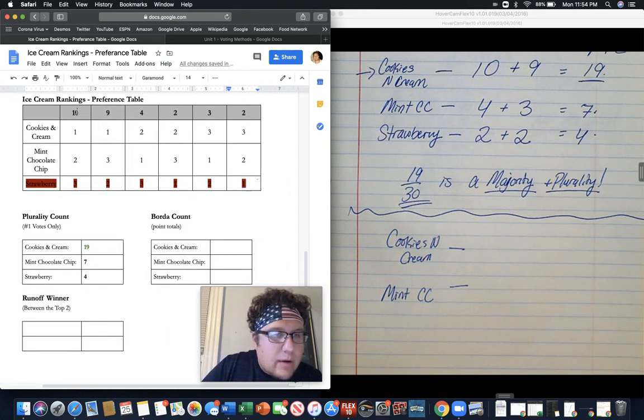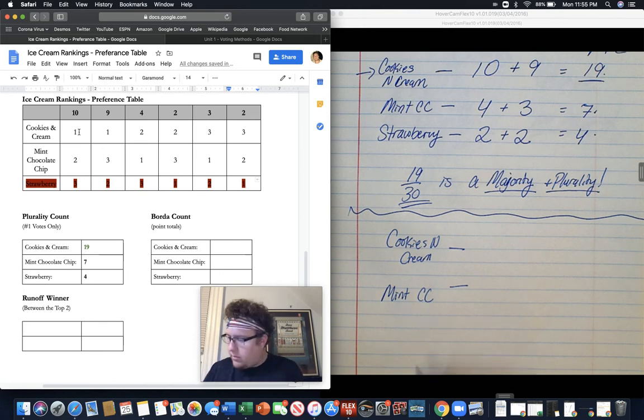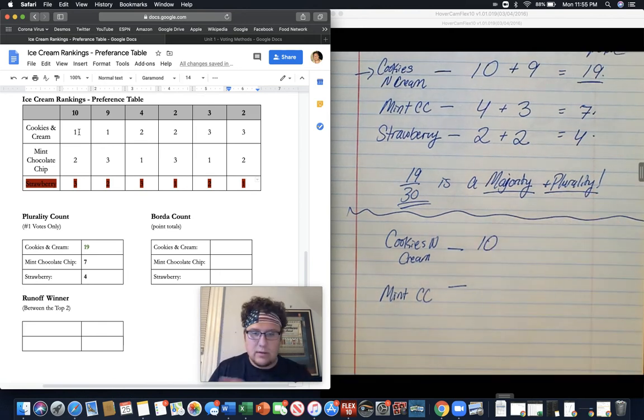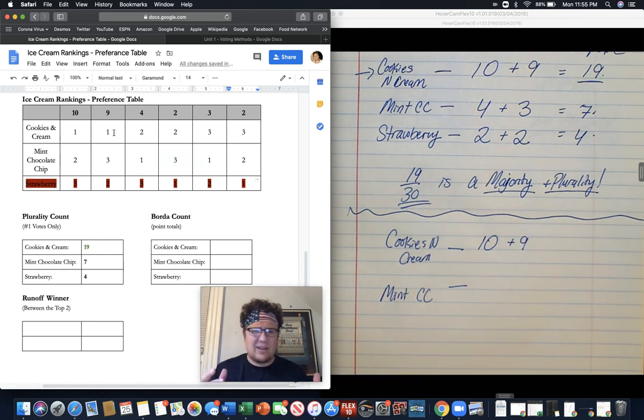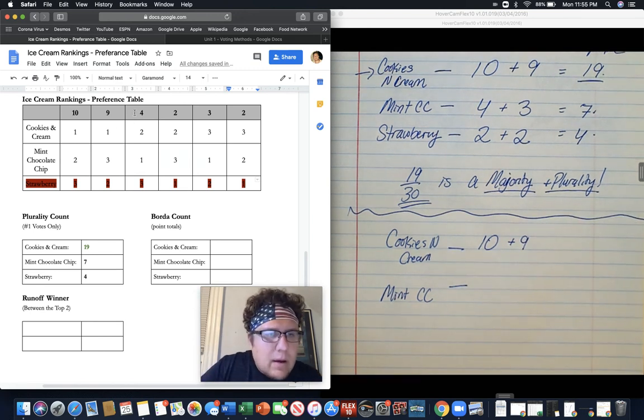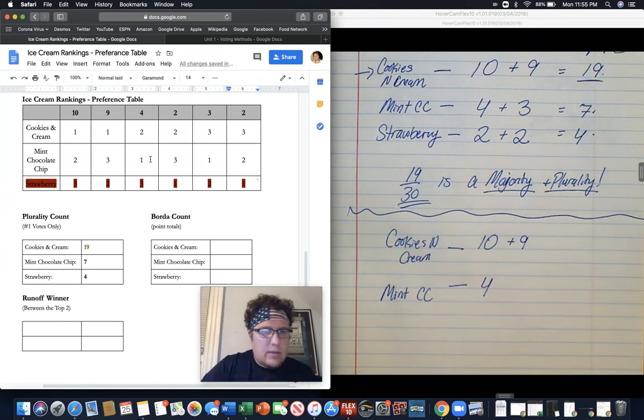We're going to say, all right, 10 people, they still go to cookies and cream because they were number 1 for cookies and cream. So they still go to cookies and cream for that one, as well as these 9, because 9 people had cookies and cream as their number 1. So nothing new has happened yet. Let's see, 4 people went mint chocolate chip because their number 1 vote was for mint chocolate chip.